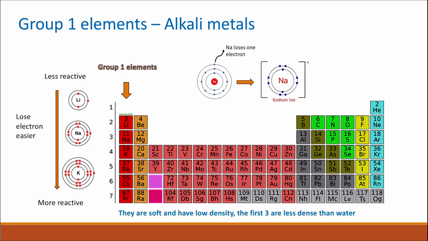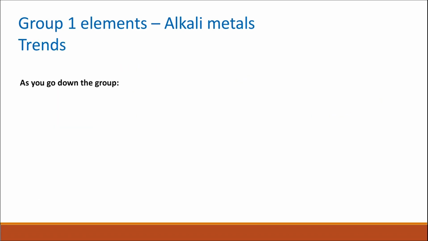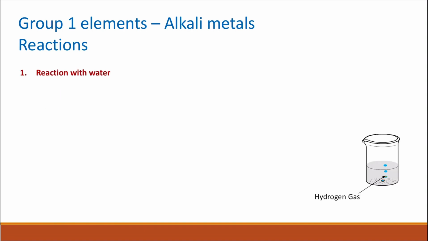All of these elements are soft and they have low density, and the first three members of the alkali metals are less dense than water. Reactivity trend for alkali metals. So as you go down the group, reactivity will increase. The melting and boiling point will increase because of the size of the atom will increase. And of course, there will be higher relative atomic mass as we go down the group.